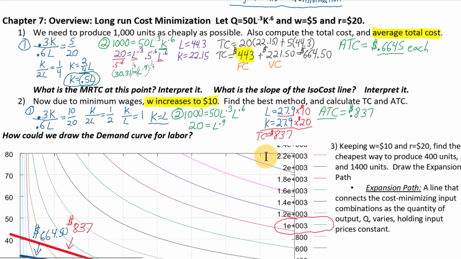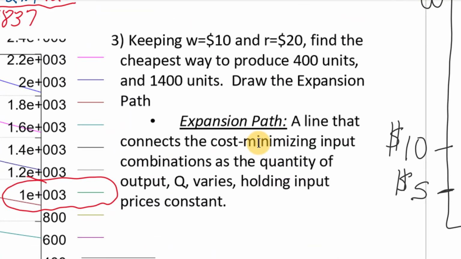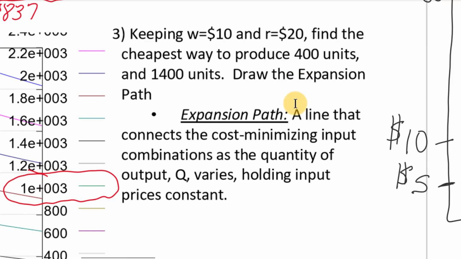The next problem we want to do here is look at the expansion path. What happens to the optimal combination of inputs as we expand our output or contract our output? Try to see what that relationship looks like. So over here, let's keep the wage $10 and the cost of capital $20, and let's find the cheapest way to make 400 units and 1,400 units. And if we connect those optimal solutions together, then we'll have what we call the expansion path. It's just a line that connects the cost minimizing input combinations so we can visualize what that looks like.